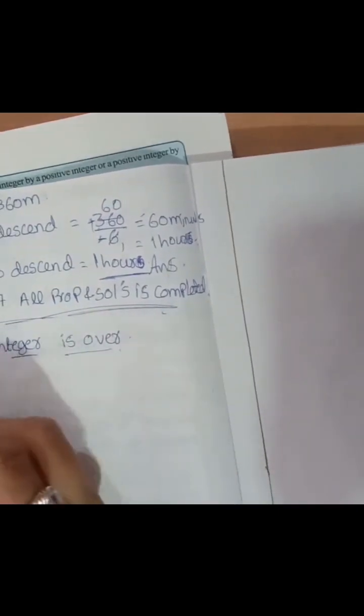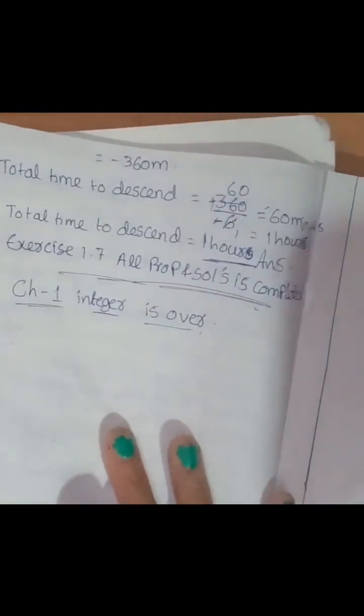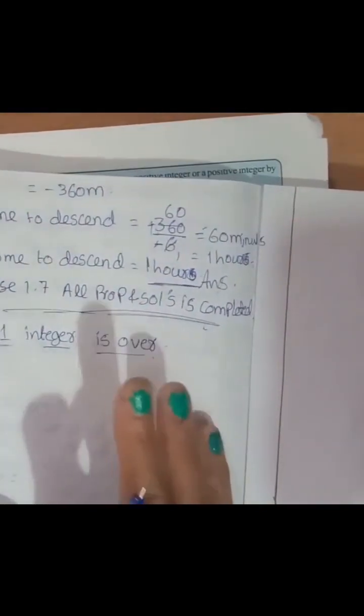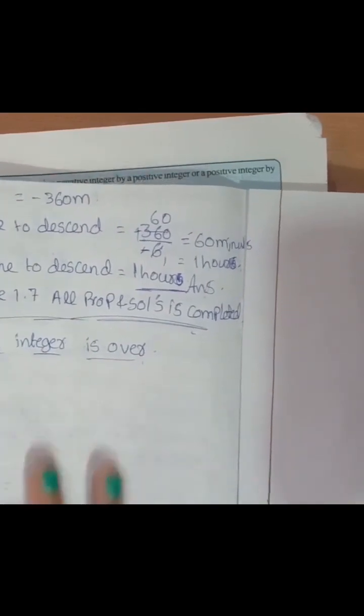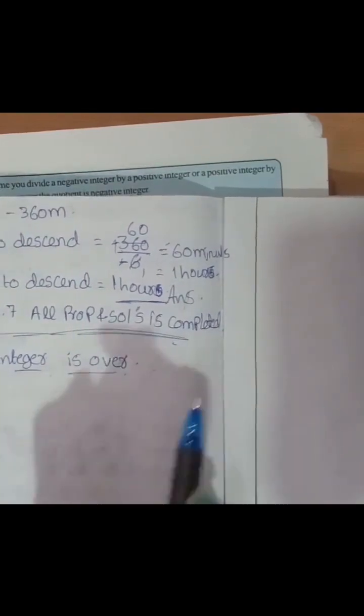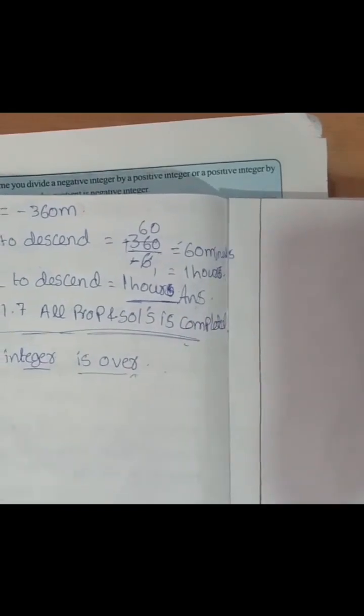And the other one is the expert book part 2. One topic is left only. Next I take division of integers from the expert book stepwise. Today we will learn it from the other book. The full integer chapter is over.